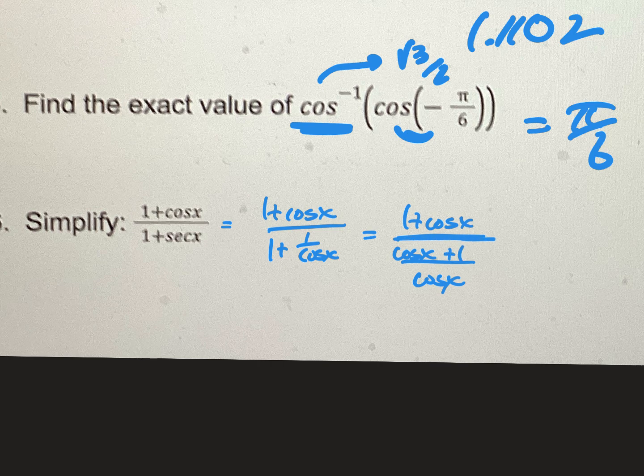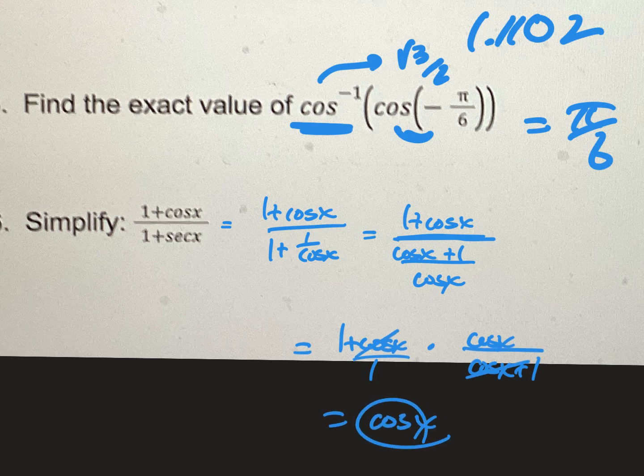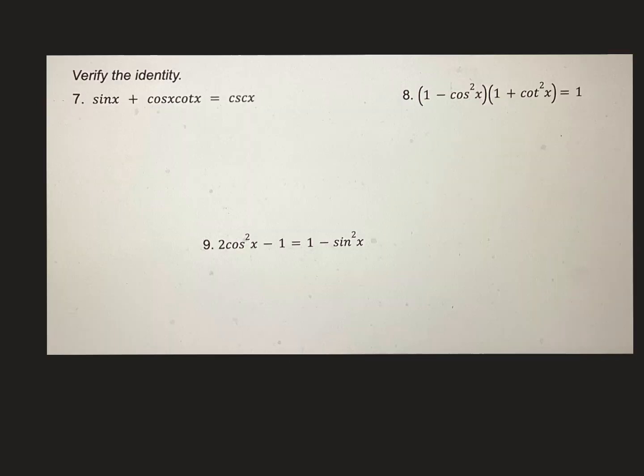Now that fraction bar right there means divide, which in my mind means keep, change, flip. So I'm going to keep the top, change it to multiplication, flip the bottom, which means I'm putting cosine on top and cosine x plus 1 on the bottom. Hopefully you see this. Those two cancel. I just get cosine. No matter what's on your test tomorrow, it should work out pretty neat like that. So just simplify as far as you can go.